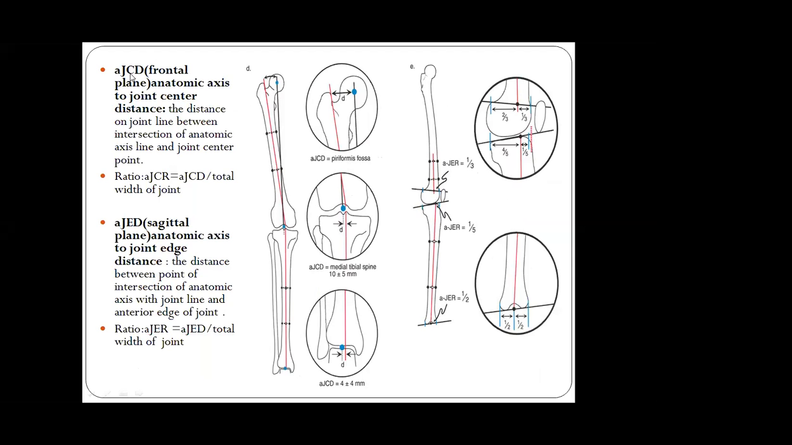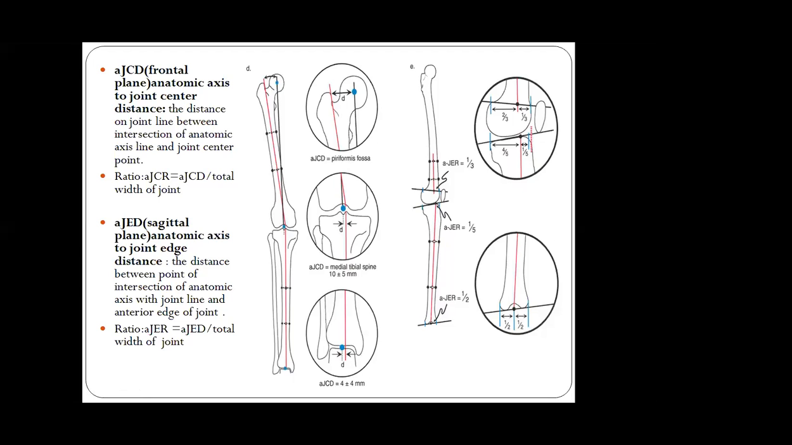Now there are two nomenclatures which are used: anatomical axis and joint center distance. So Yash, this is too detailed. Okay, sir. We can skip this. Yes, sir.